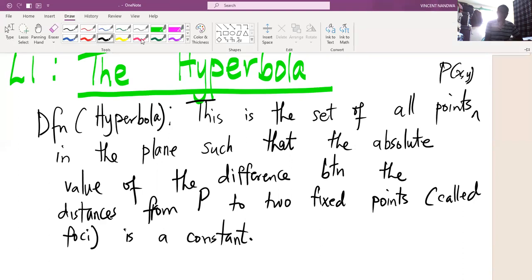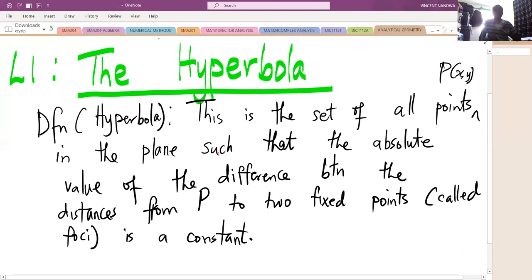So in this definition, these are the keywords: a hyperbola is the set of all points P, X, Y in the plane such that the absolute value of the difference, and this is very key, the absolute value of the difference between the distances from P to two fixed points called foci, one is called a focus, is a constant. If you understand the definition, it will be very easy for us to derive the equation.